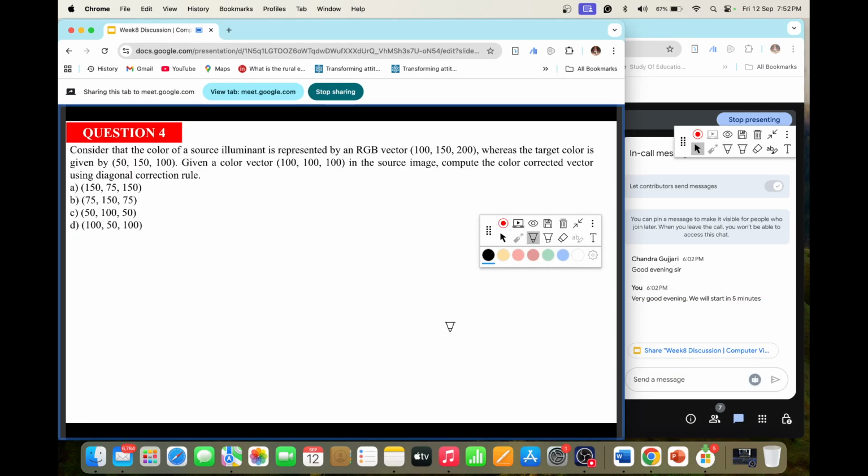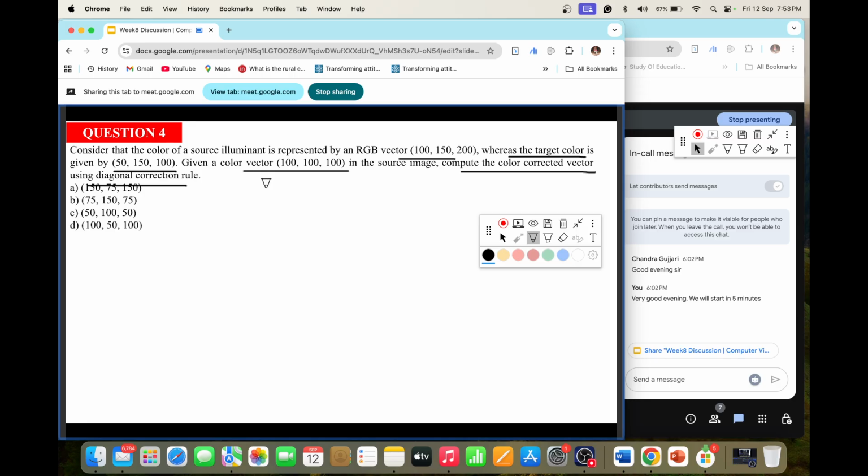So let me move to the next question. Consider that the color of a source illuminant is represented by RGB vector, this is the source, that is RS, GS and BS, whereas the target RD, GD and BD is given by this: 50, 150 and 100. Given a color vector, this is RGB in the source image, compute the color corrected vector using the diagonal correction rules.